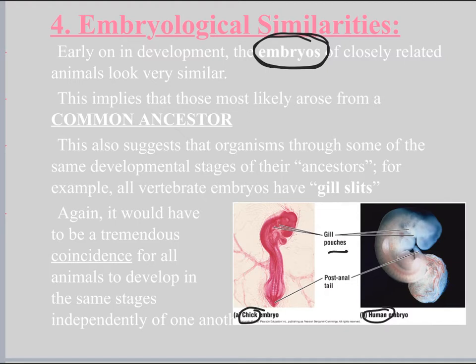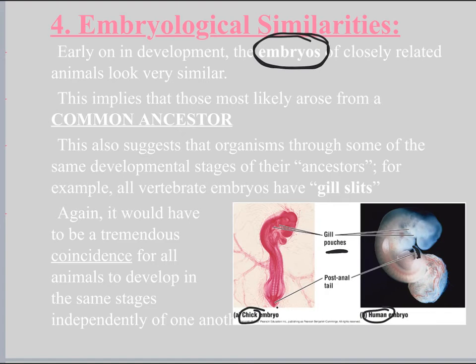Okay, so here's just one picture down here of a chick and a human. Okay, they both have gill pouches. They both have a tail. Okay, they look very similar to each other in this early stage of development. They're also going to look very similar to certain types of fish, rabbits, cats, dogs.